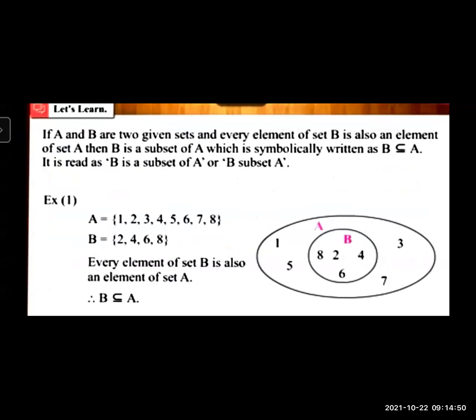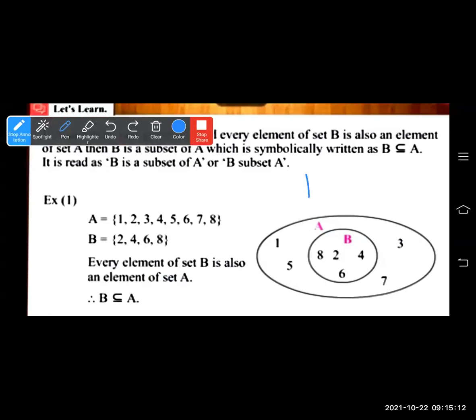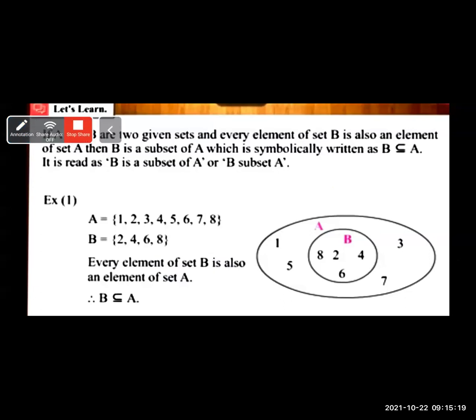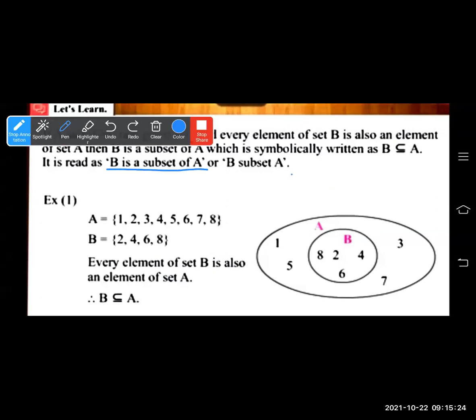Now we will see the definition of subset. If A and B are two given sets and every element of set B is also an element of set A, then B is a subset of A, which is symbolically written as B ⊂ A. I showed you this definition last time also. It is read as B is a subset of A, or B subset A. We will represent subsets also using a Venn diagram.